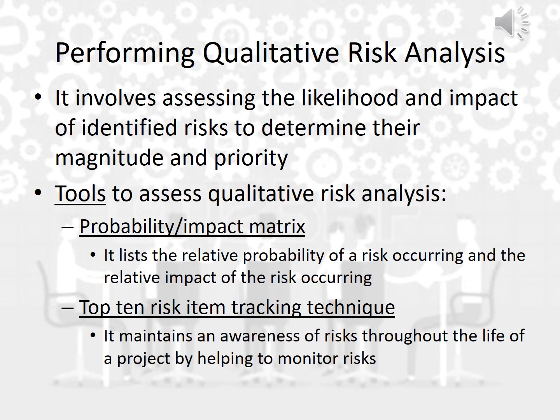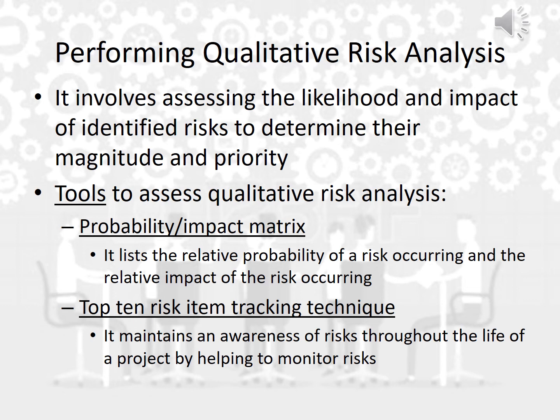Now we will go through a new process called the performing qualitative risk analysis process. As you can remember, we already identified risks and we got our output, which was the risk register. Now we need to classify these risks in order to know which has the highest priority. So we put it at the top, followed by second priority, third priority, and so on.